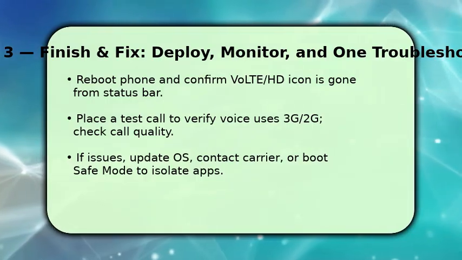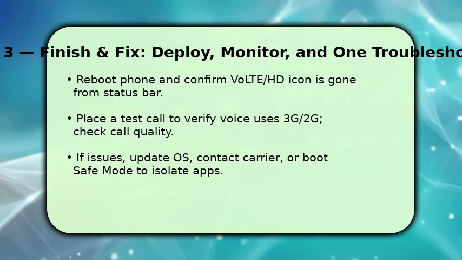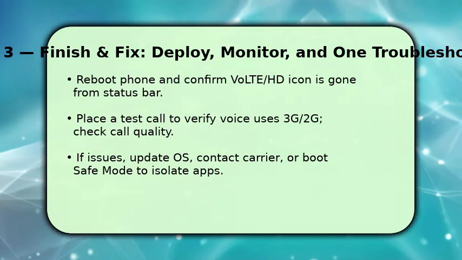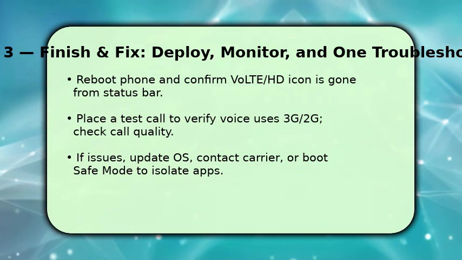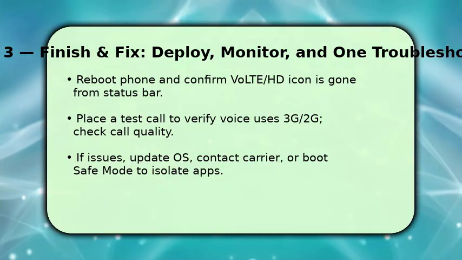If voice still uses LTE or you lose service, update the system, try safe mode to rule out a third-party app, or contact your carrier. Some providers enforce VoLTE. One key troubleshooting tip: if the VoLTE toggle is missing, carrier provisioning or a firmware lock is often the cause.